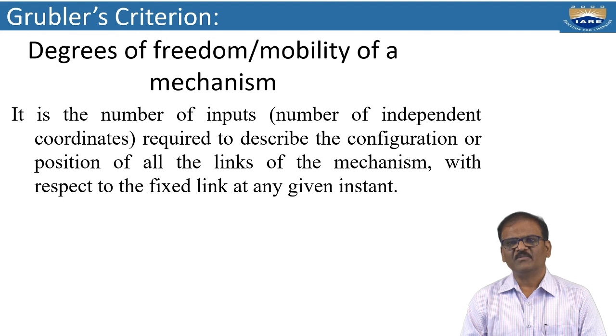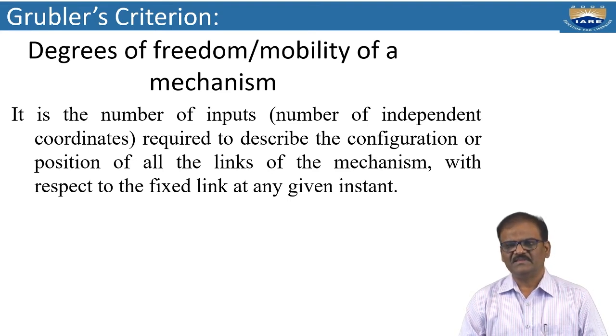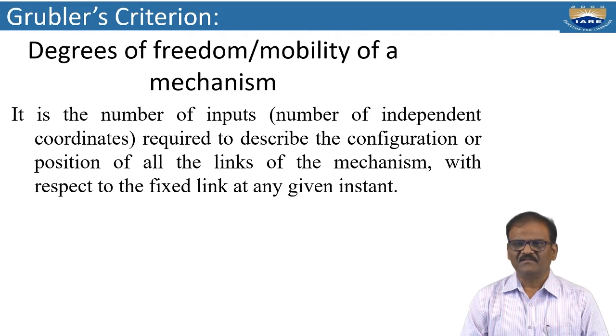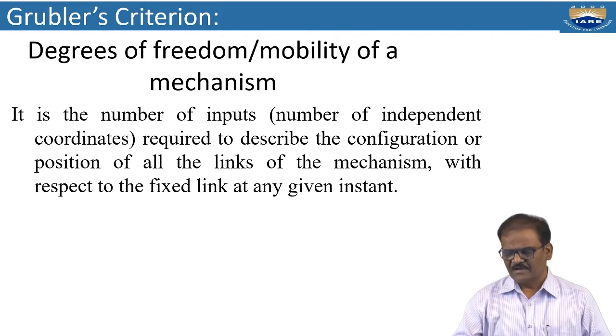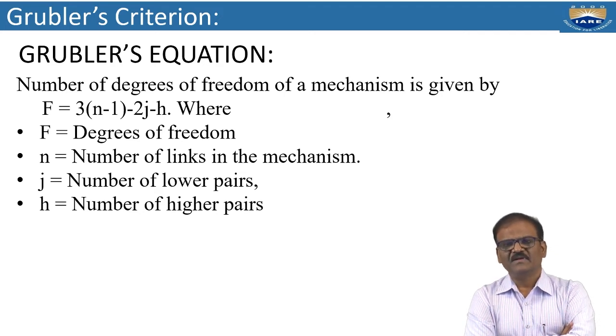Degrees of freedom or mobility of a mechanism is the number of inputs, independent coordinates required to describe the configuration or position of all the links of a mechanism with respect to the fixed link at any given point. This is what we call the degree of freedom or mobility of a mechanism. Further, it is derived through a planar equation, Grubler's equation or Grubler's criteria.